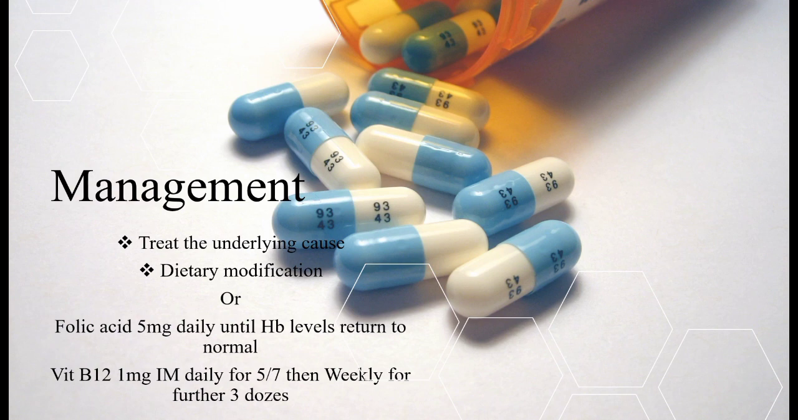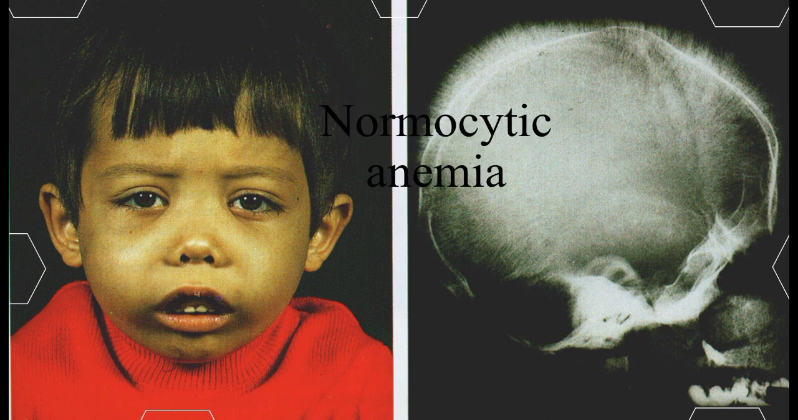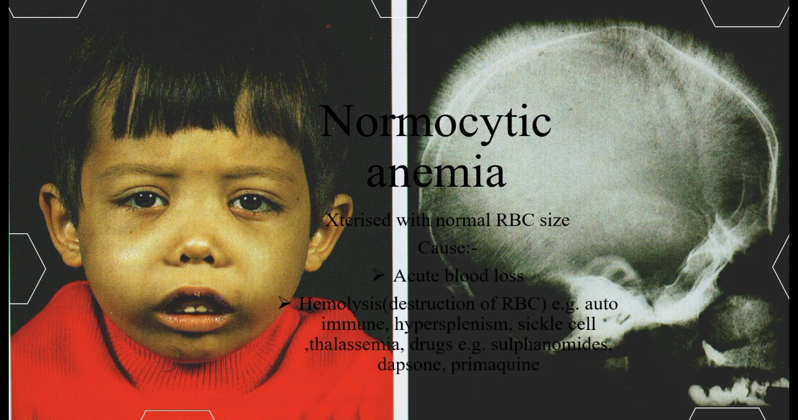Now, there is what we call normocytic anemia. This is where you have normal red blood cell size, but they are so small. And what could be the causes? The cause could be acute blood loss, as I told you. If you have prolonged periods, or if you have chronic GIT bleeding, this could be also the cause.